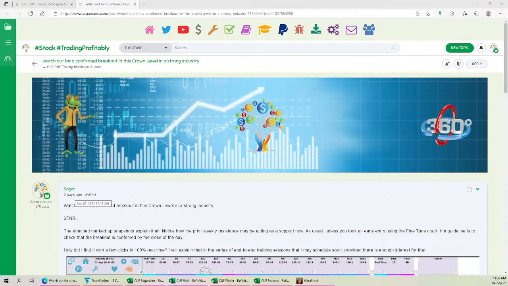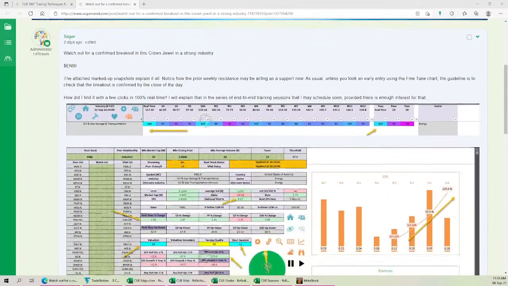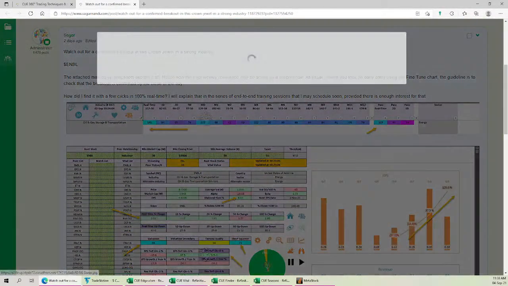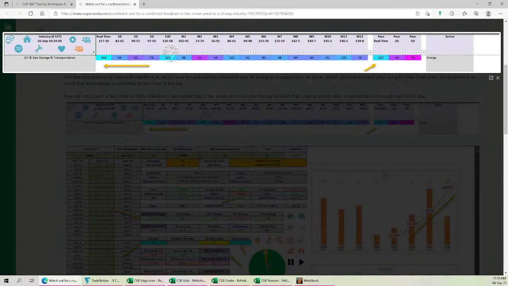That's why I mentioned that watch out for a confirmed breakout. When I shared it, it was breaking out, but the breakout had to be confirmed by the close of the day. Q guideline allows us to buy at the close. We don't have to wait for the next time. And I shared the snapshots exactly when I looked at it in the morning session. The industry strengthened rapidly. It accelerated as well. So the industry was allowing us to buy.